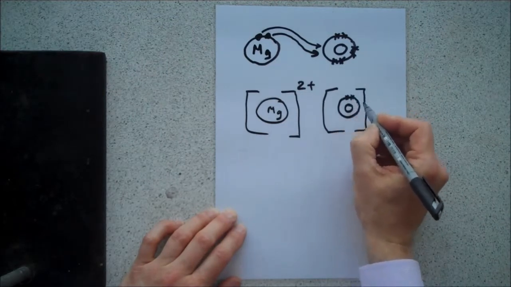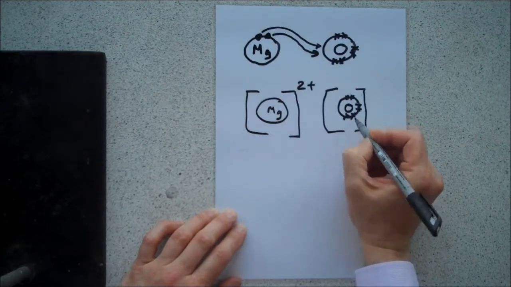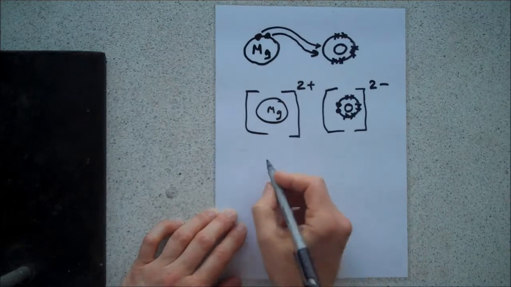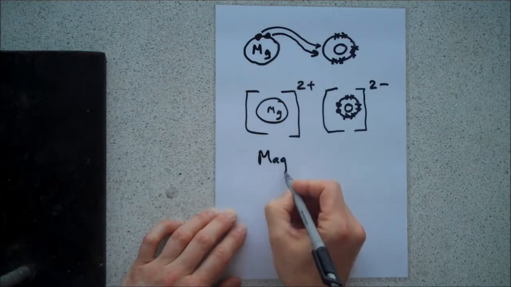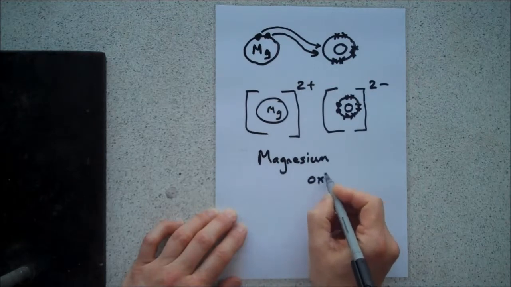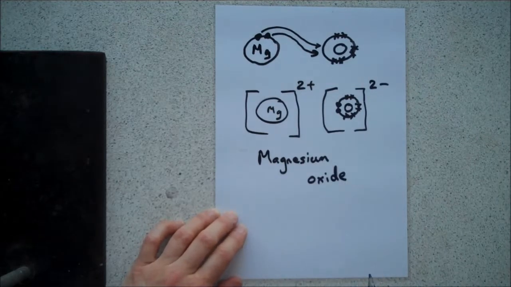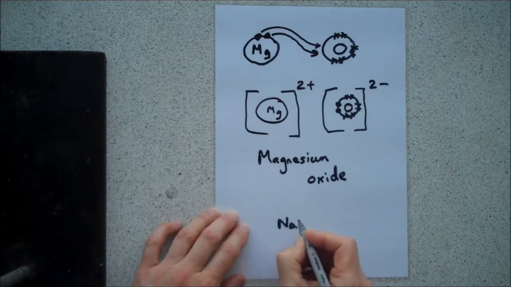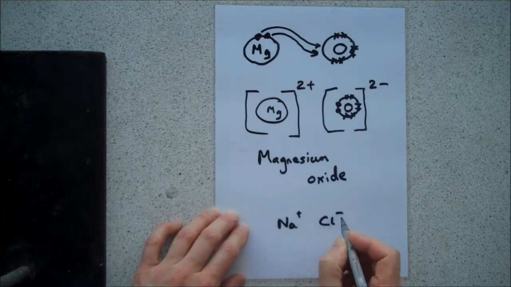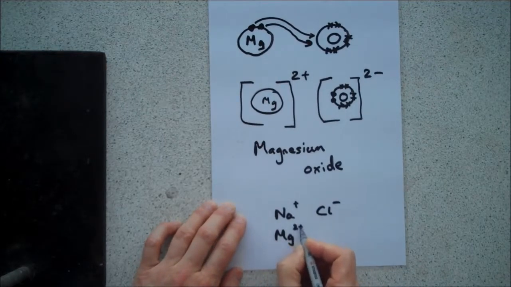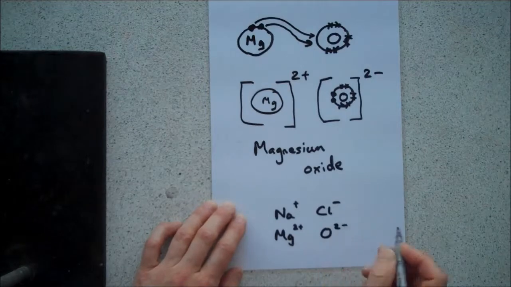Oxygen, 6 electrons of its own in its outer shell, gains 2 from magnesium, becomes 2 minus, and that is magnesium oxide. Compared to the last substance we looked at, sodium chloride, where we had sodium plus attracted to chloride minus, now we've got Mg2 plus attracted to O2 minus.